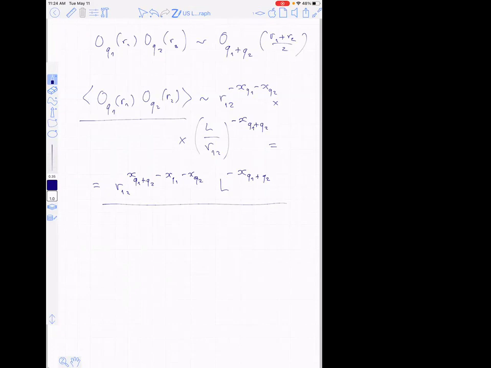I can manage to kill this dependence on the system size by doing something of that type. I can do two things. I can first of all set up Q2 being minus Q1. Then the x of Q1 plus Q2 will be x0, which is 0, and I have something that does not depend on the system size.